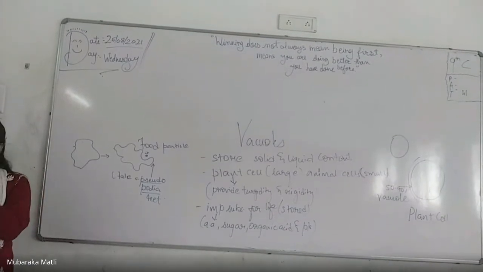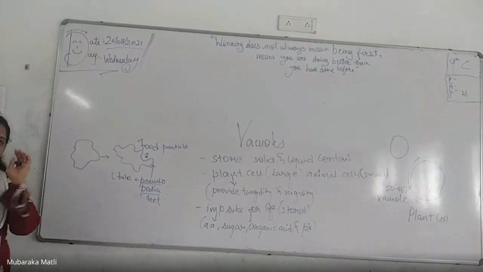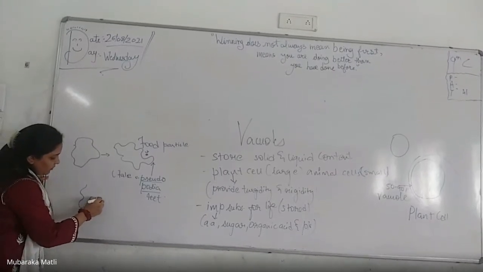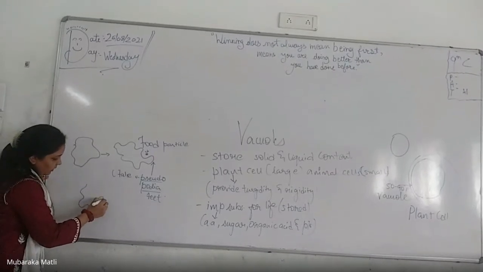It has already surrounded the food particle. Now it is going to surround it more. It is going to become like this. So this is a vacuole.